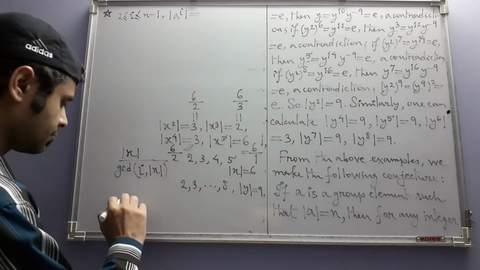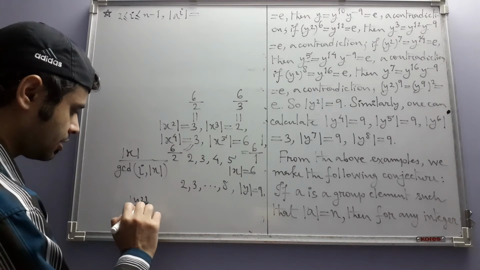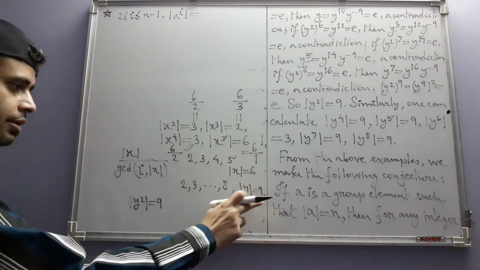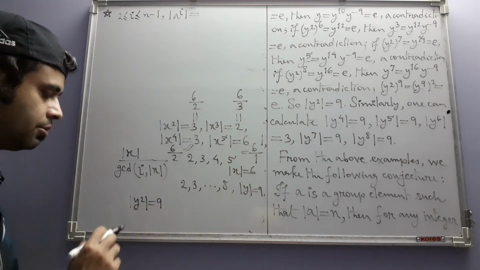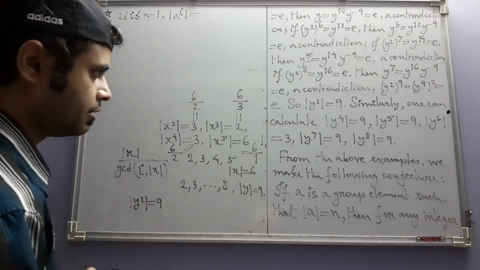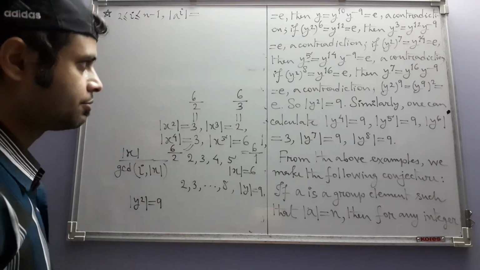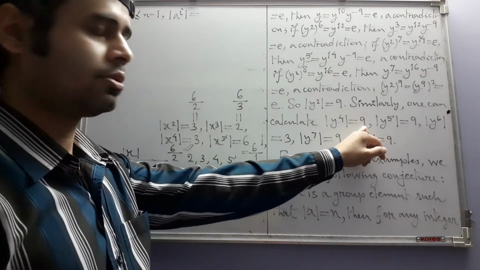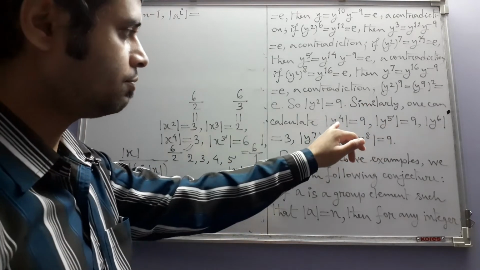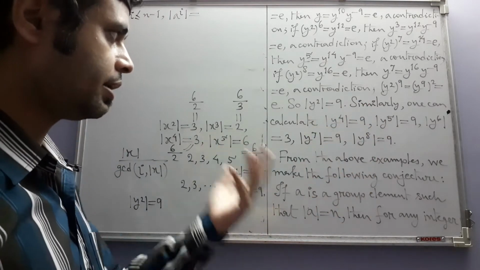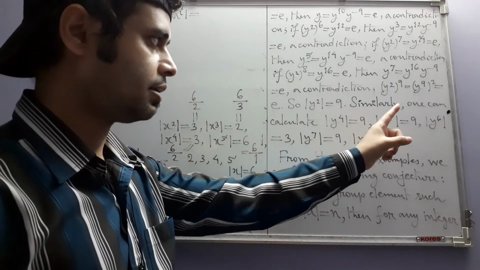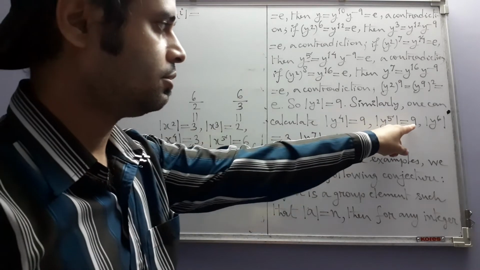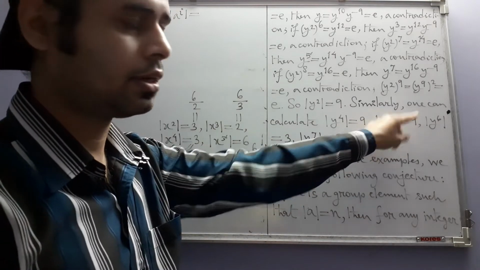Let's see. Order of y square is 9. The GCD of 2 and 9 is 1. So dividing 9 by 1 we get 9. The order of, okay, we have them here. Y to the power 4 is also 9 because the GCD of 4 and 9 is again 1. And just like that, the GCD of 5 and 9 is also 1. So dividing 9 by that we get 9.